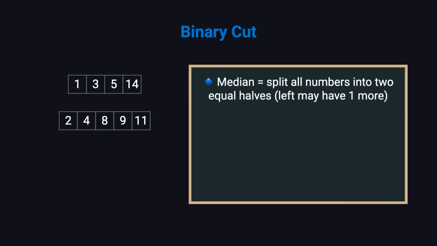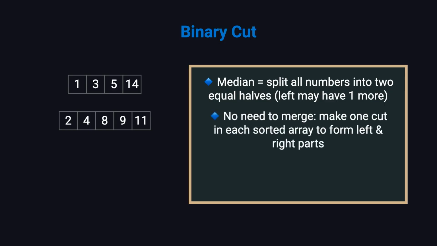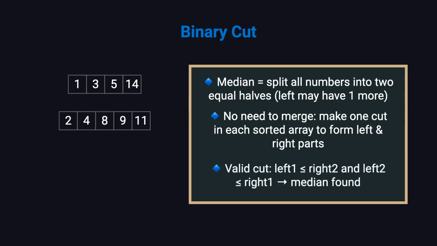Let's go back to the definition of a median. A median essentially splits all the numbers into two equal halves, left and right, where every number on the left is less than or equal to every number on the right. Here's the key insight. We don't need to actually merge and sort everything. We just need to make one cut in each array, splitting them into left and right parts. As long as the left parts from both arrays add up to half the total count, and every number on the left is no greater than every number on the right, we can find the median.